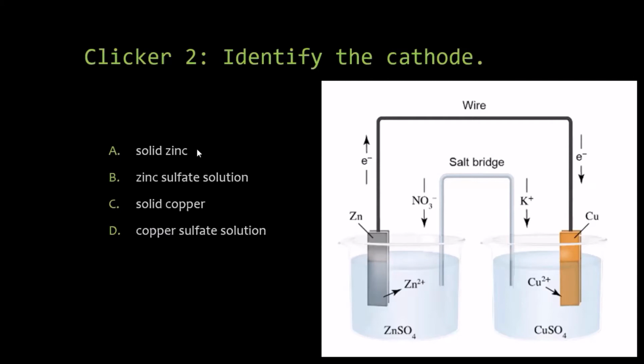Okay. So cathode. Cathode is where the reduction occurs. So electrons flee from the anode to the cathode, meaning that would be the solid copper. So the electrodes are where the action's at. That zinc would be the anode. Copper is our cathode.